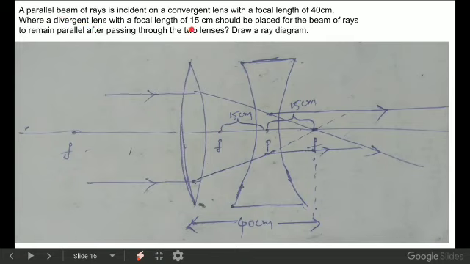Where should a divergent lens with a focal length of 15 centimeters be placed for the beam of rays to remain parallel after passing through the two lenses?